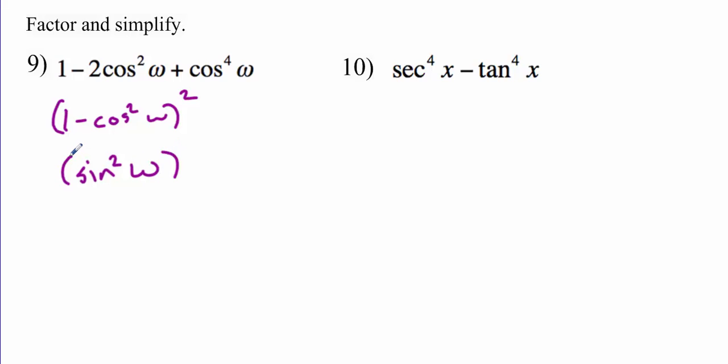And that's just coming from that basic Pythagorean identity, sine squared theta plus cosine squared theta equals 1. This is the rewritten version of that. 1 minus cosine squared equals sine squared. And anytime you take something like a sine squared and you square it, that just means sine times sine times sine times sine. So this is sine to the fourth omega.